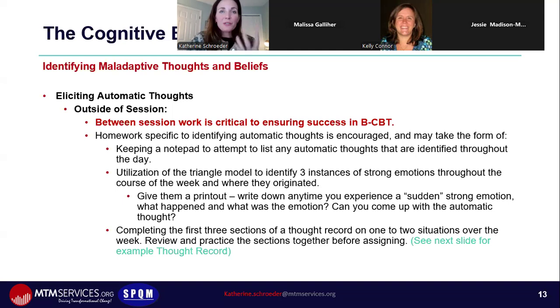This is where, if you're using a thought record, temptation can come in to say, we're going to keep moving and move on into disputation. But we've got to be slow, methodical about this and make sure that they come back into session and that they've really successfully been able to do this piece on their own before we move into that next section. So we're doing it together in session, and then we're having them do it outside of session and bring it back to us.